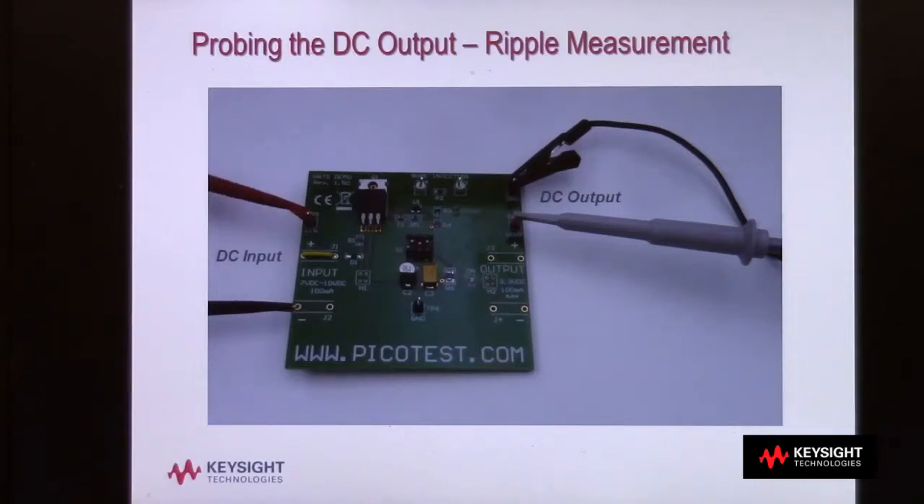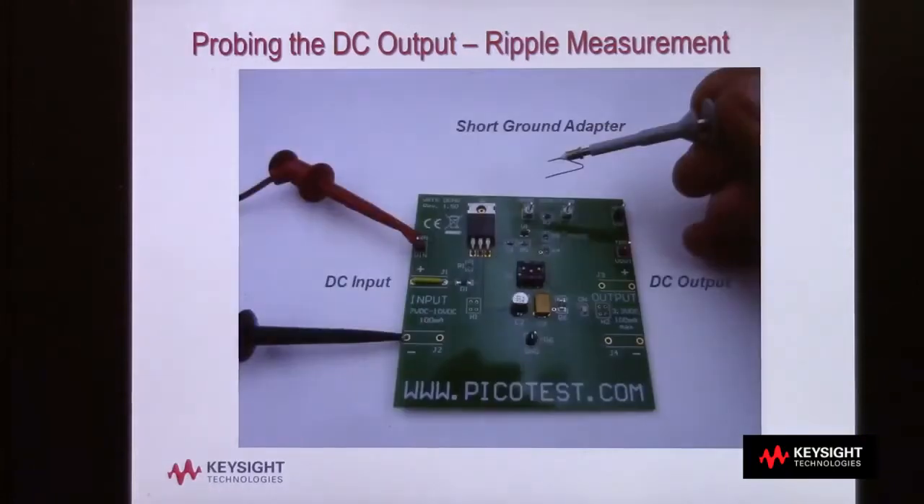We are going to begin our output ripple measurement using a poor probing technique, which is shown in this graphic. I'll start by using a standard 10-to-1 passive probe with its standard ground lead. And then I'll show some better probing techniques, as shown here, where I'll use a much shorter ground lead. Let's start making measurements.